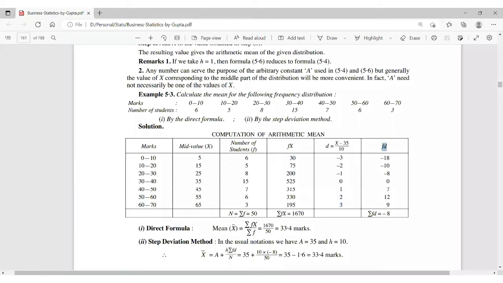Next column is f into d. This is the frequency f, and d is this; multiply them. 6 into minus 3 is minus 18. 5 into minus 2 is minus 10, and so on. Clear? Total comes to be minus 8.